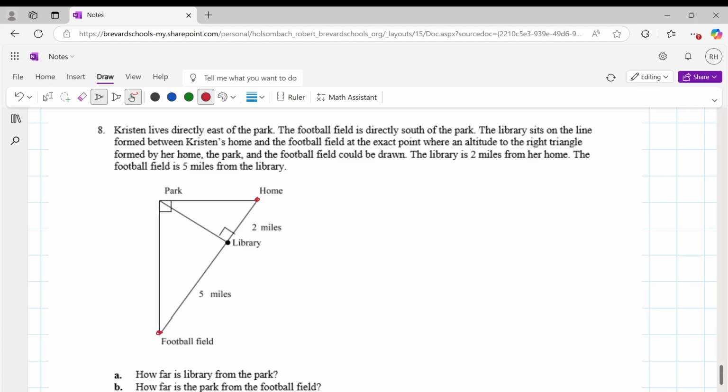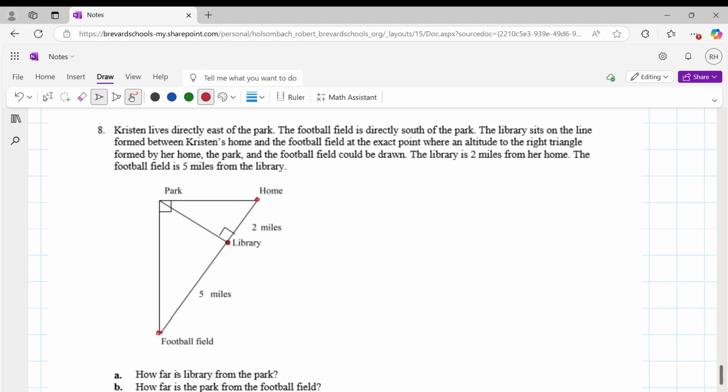Library sits on a line formed between Kristen's home. The library's right here. This is just a right triangle problem that we did yesterday. Okay, so for your quiz tomorrow, don't think that you have to read all of this and the word problem. Just look at the picture.